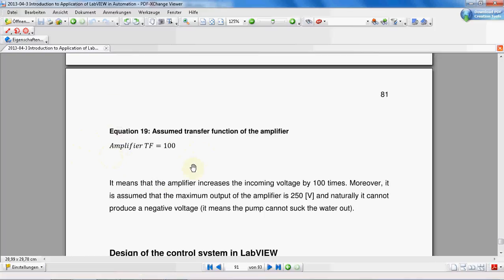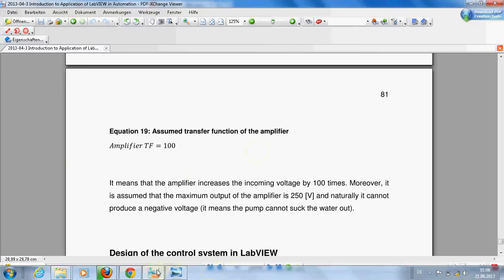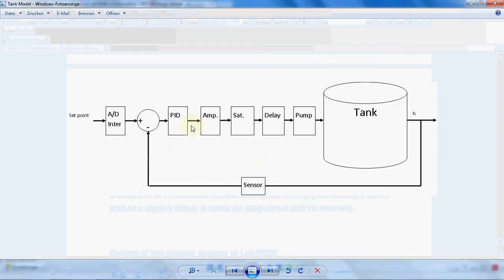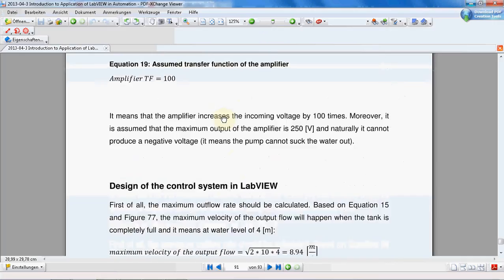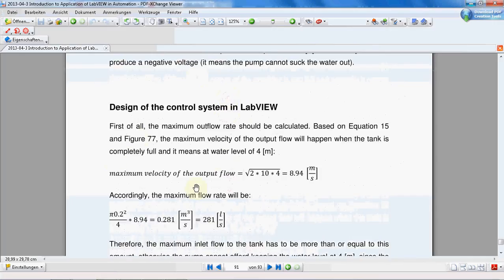We also assume that our amplifier is able to amplify the input voltage up to 100 times. It means if we get, for example, 1 volt input into the amplifier, the output signal will be 100 volts. We also talked about this.